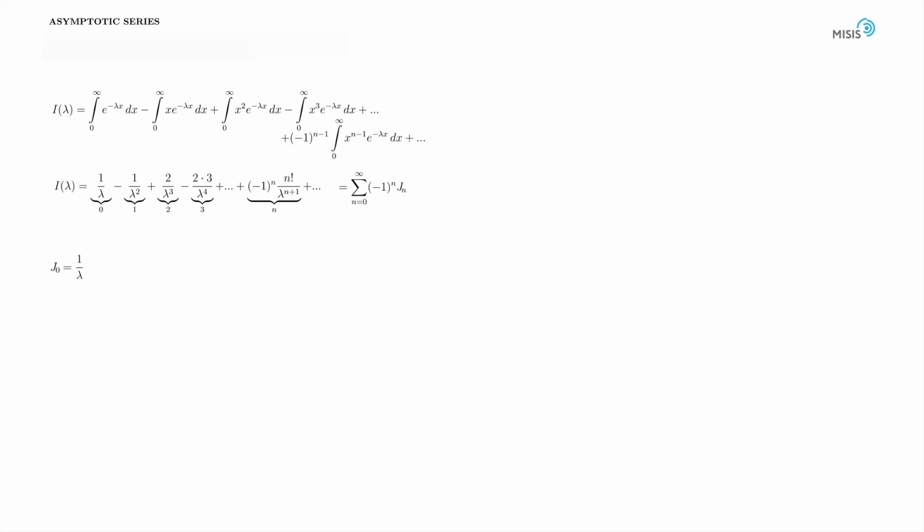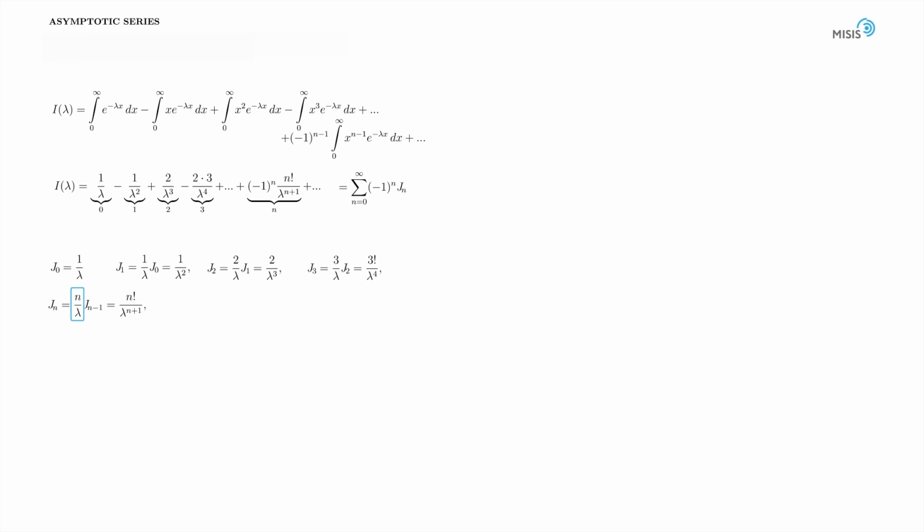The zero term, j naught, is 1 over lambda. The next one is obtained by multiplication by the fraction 1 over lambda. So it's 1 over lambda squared. The next one, j2, is obtained from the previous one by multiplication by the fraction 2 over lambda. j3 by multiplication by the fraction 3 over lambda. So the factorial starts accumulating in the denominator. Finally, jn is obtained from jn minus 1 by multiplication by the fraction n over lambda.